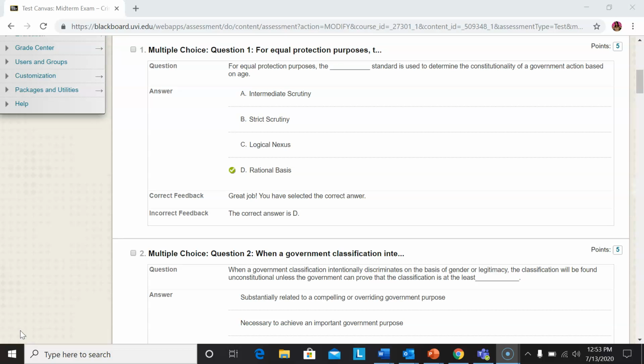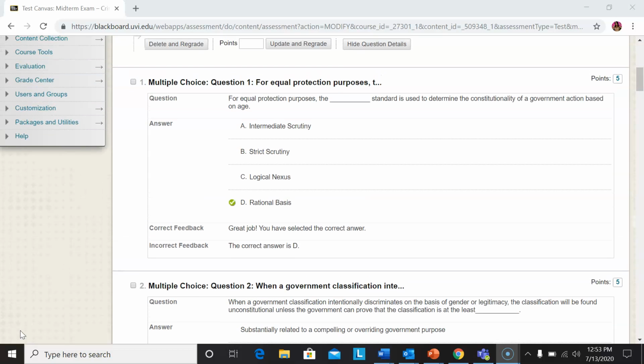Question number 1 reads, for equal protection purposes, the blank standard is used to determine the constitutionality of a government action based on age. Now, as you know from your text, you can find this information in Chapter 2. Chapter 2 discusses the standards of review, and based on your readings, you know that if the government action is based on age, then the rational basis standard will be used to determine its constitutionality. So the correct answer is D, rational basis.